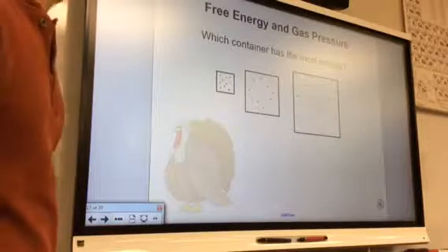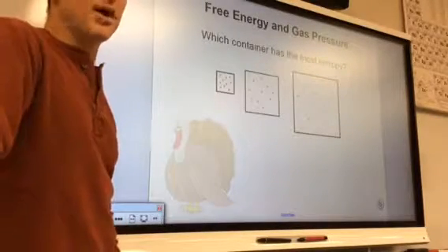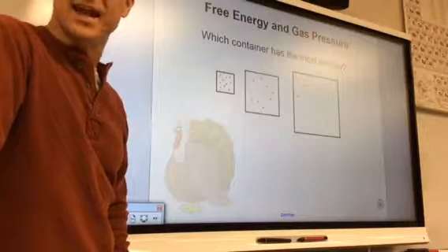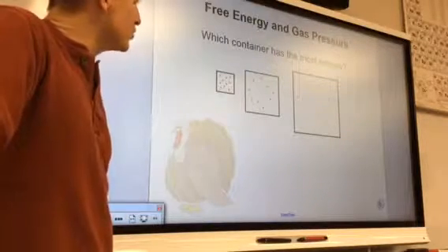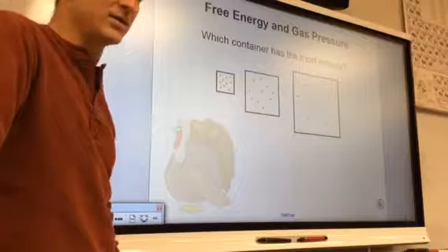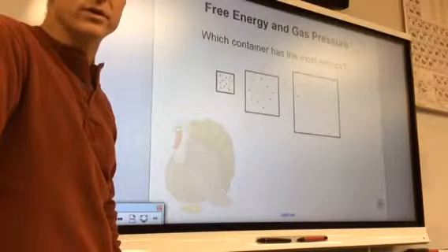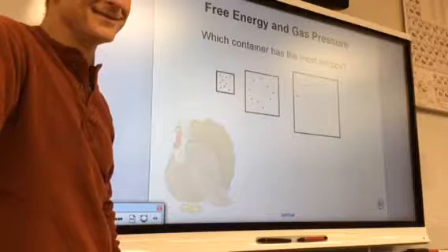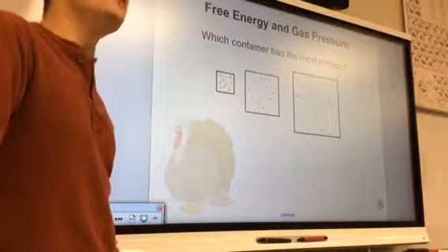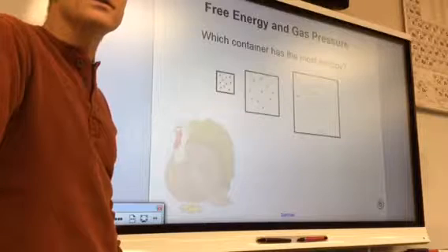Each of these boxes has the same number of particles. I just made this slide today, and I was sure to count. Each one has 10 particles in. You don't have to take the time to count. They each have 10. Do they all have the same entropy, or is one more than the others?